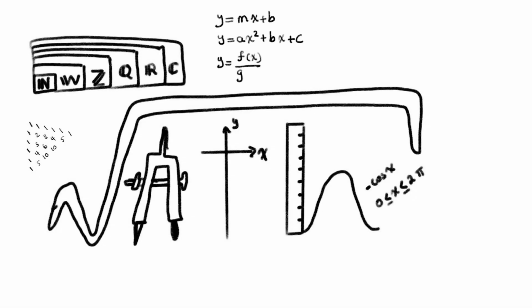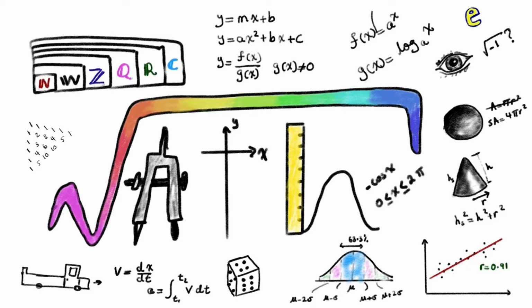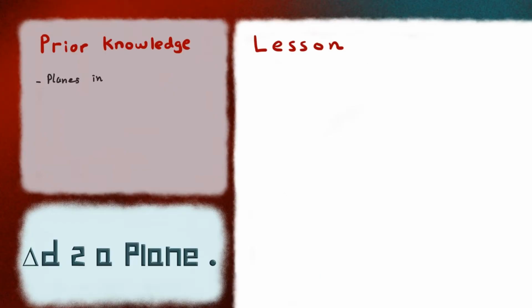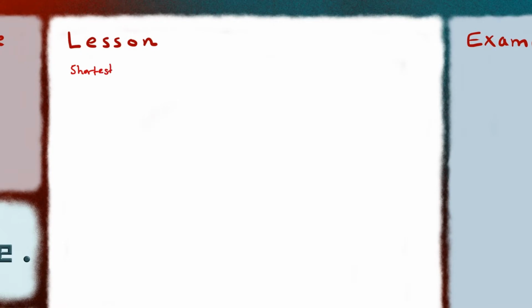Welcome to this video lesson which focuses on the distance of a point to a plane. Some of the knowledge that you need to have prior to watching this video is the introduction to planes, cross products, and dot products. To figure out the shortest distance from a plane to a point, we have to draw a plane and we need a point.